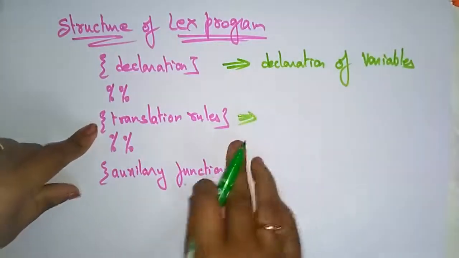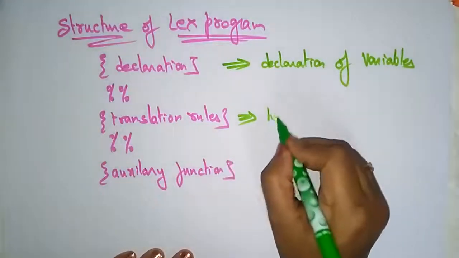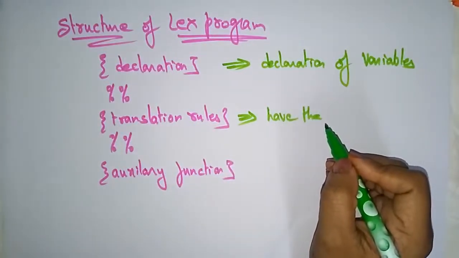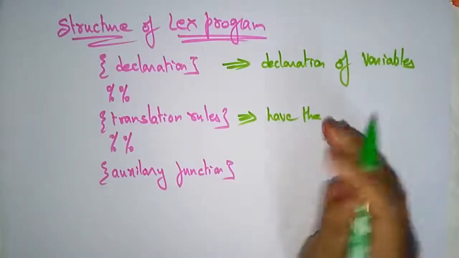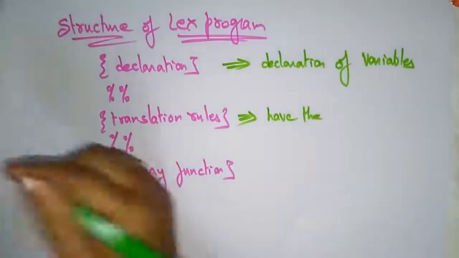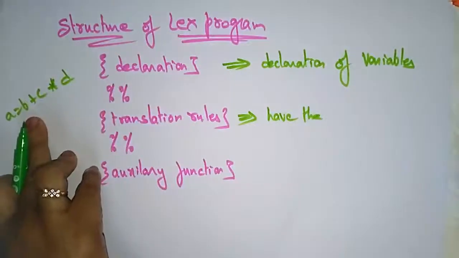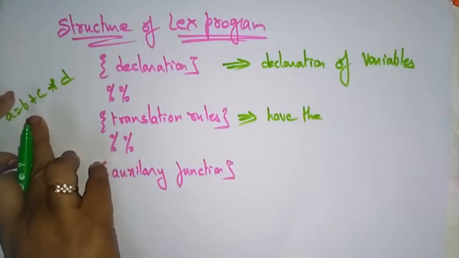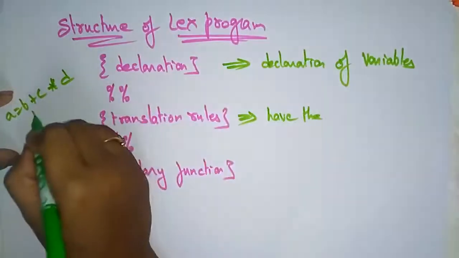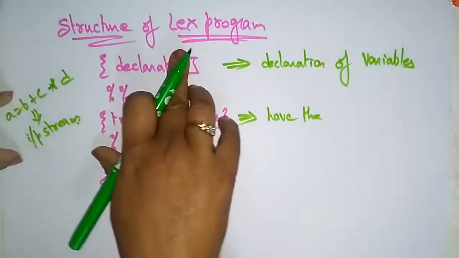And the translation rules have the form of patterns and actions, like that. So whatever program we are writing takes the input stream, and that input stream will be represented in the form of a Lex program. Let us take the input stream A is equal to B plus C into D. So this input stream is going to be converted with the help of the Lex program. This is an input stream, and it is written in the form of a Lex program.